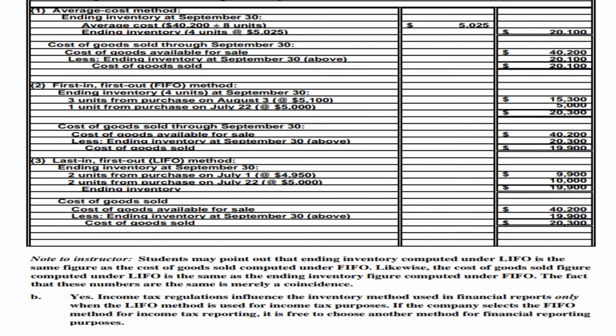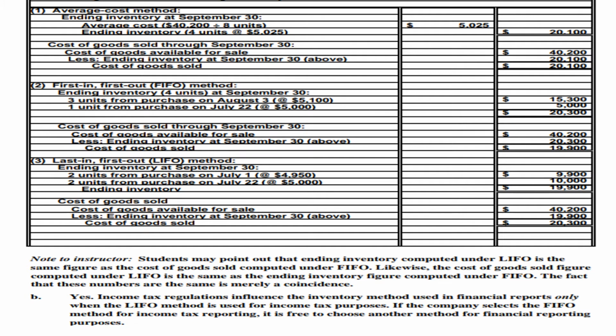In case of cost of goods sold, we have cost of goods available for sale, that is 40,200. We deducted the value of ending inventory, that is 20,300. The cost of goods sold now is 19,900.